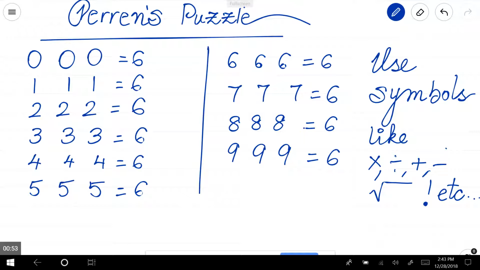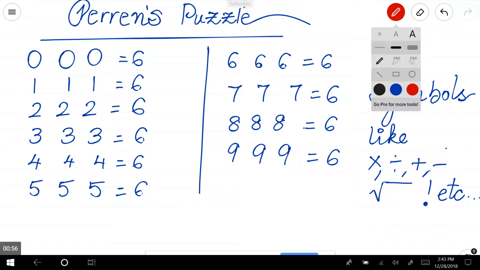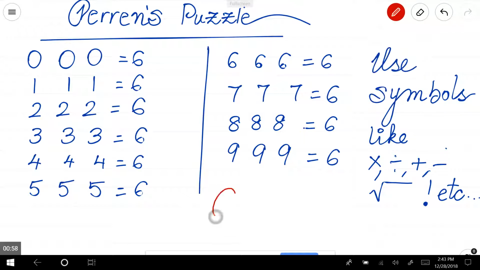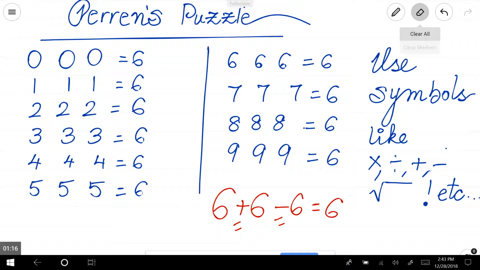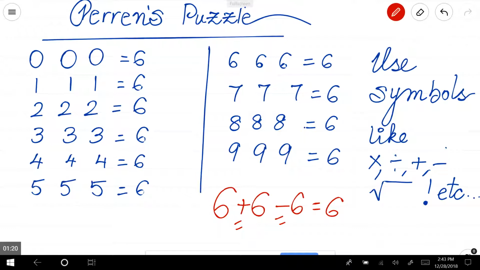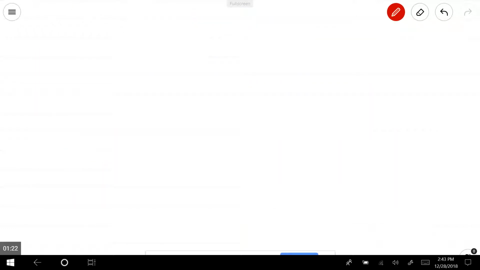So for example, let us try for 6. What can I have for 6's? In order to prove it, I can do 6 plus 6, which is 12, minus 6 gives me 6. So I use these two symbols between the numbers and proved it. I'm going to show you the proof of this for every number on my next page here. So let Perren fly away. You'll see Perren's name flying away here. So there it goes.